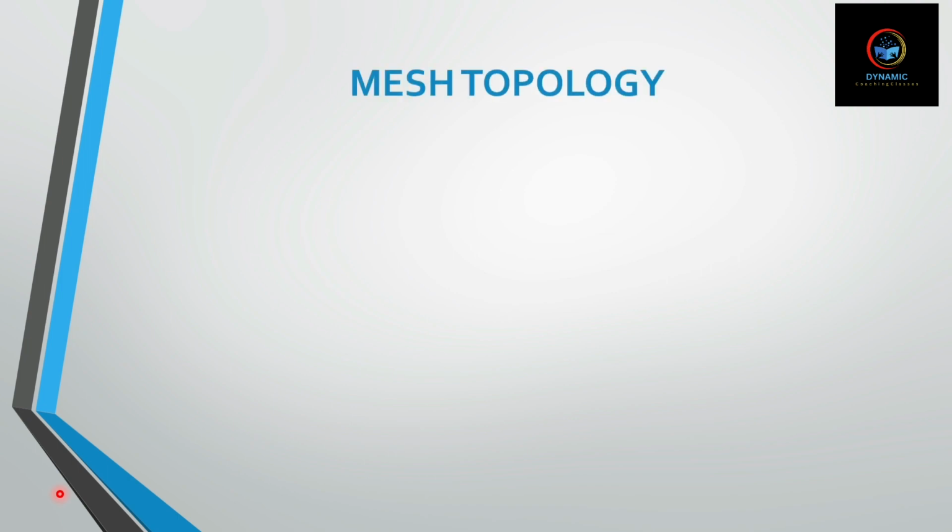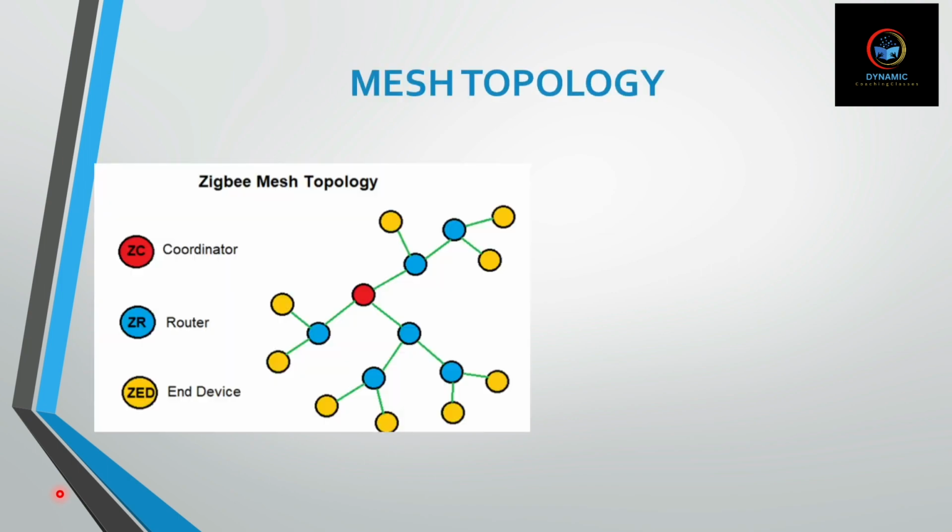So the next topology is the mesh topology. Here is the diagram of the mesh topology. You can see here a number of nodes. This red node is the ZIGBEE coordinator or PAN coordinator. These are some routers, which are shown in blue color, and these are the end devices. You can see here each end device is connected to the first router.